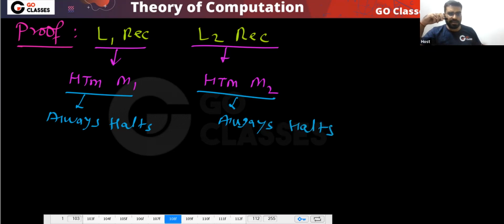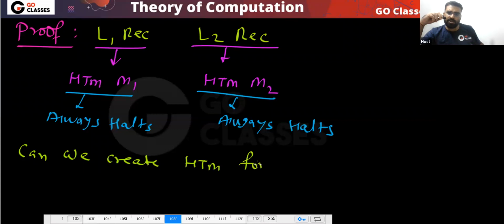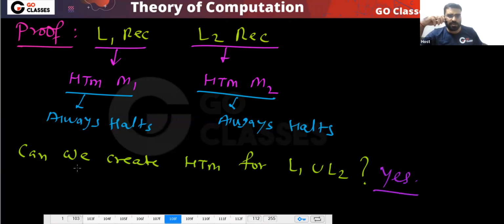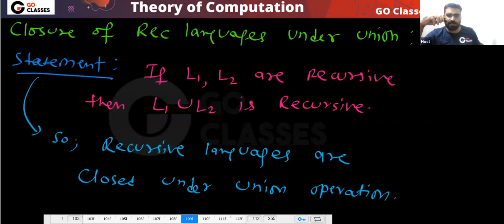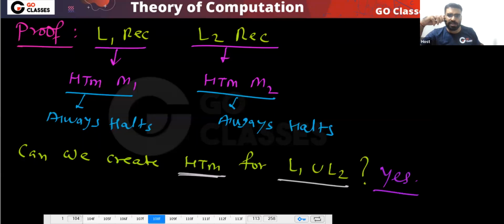Now, can we create a halting Turing machine for L1 union L2? Yes, it is very easy. Yes, we can create a halting Turing machine for L1 union L2. How will you create it? It is very simple.